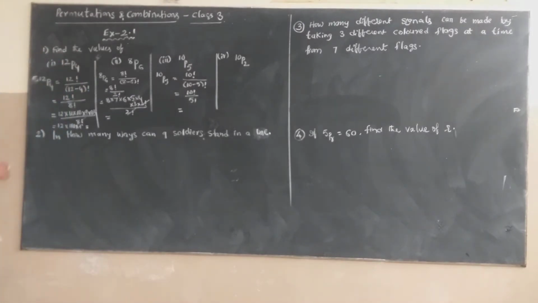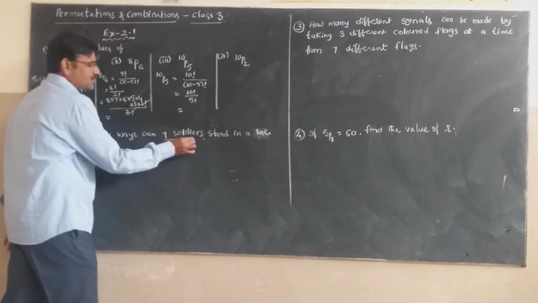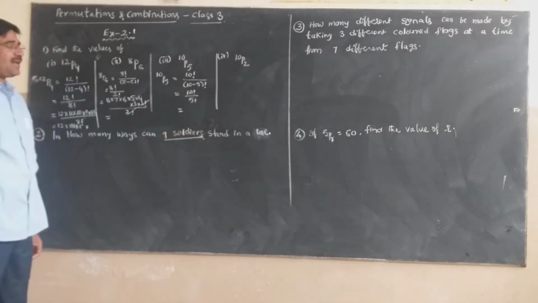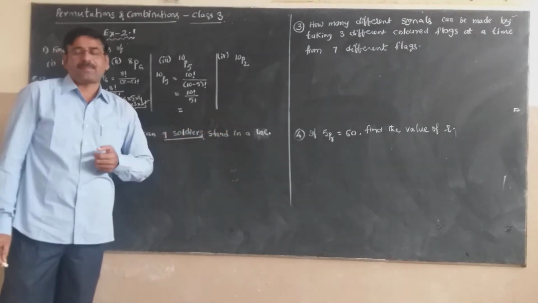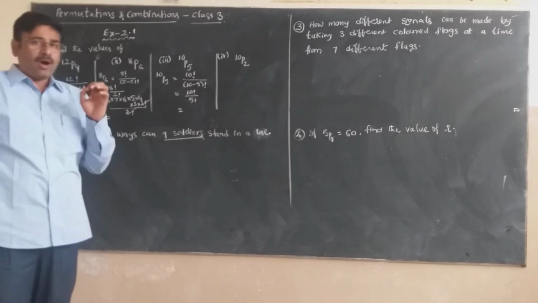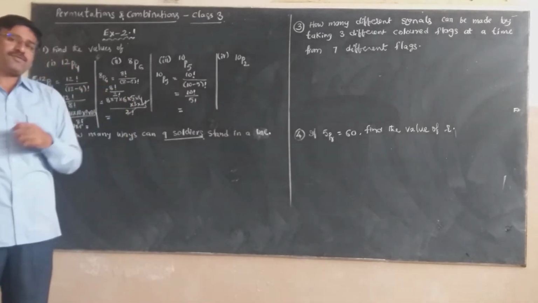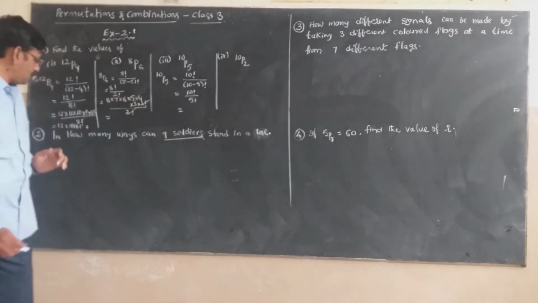Coming to the second question of the exercise. In how many ways can 9 soldiers stand in a line or stand in a queue? What is the total number of soldiers? n is equal to 9.